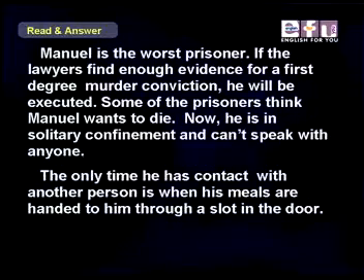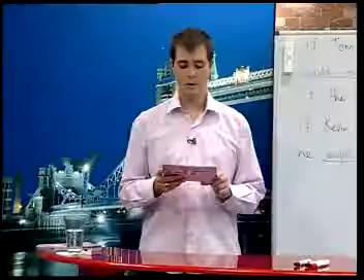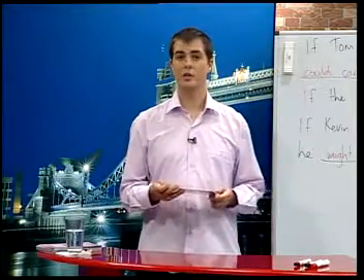Manuel is the worst prisoner. If the lawyers find enough evidence for a first-degree murder conviction, he will be executed. Some of the prisoners think Manuel wants to die. Now he is in solitary confinement and can't speak with anyone. The only time he has contact with another person is when his meals are handed to him through a slot in the door. We'll now listen and answer the questions.